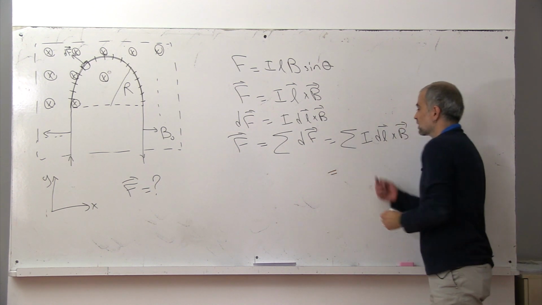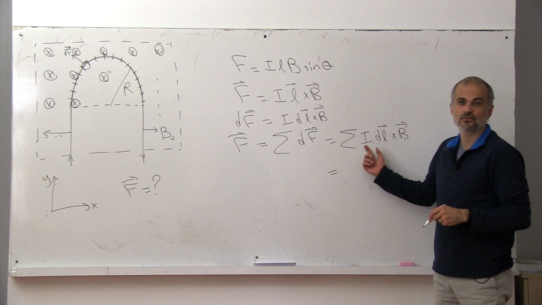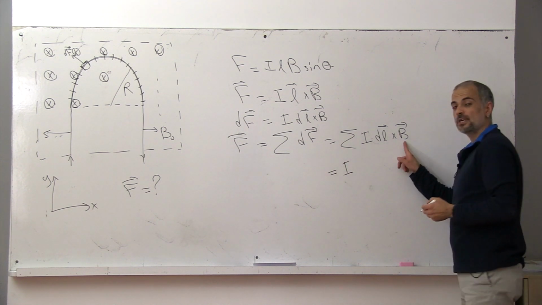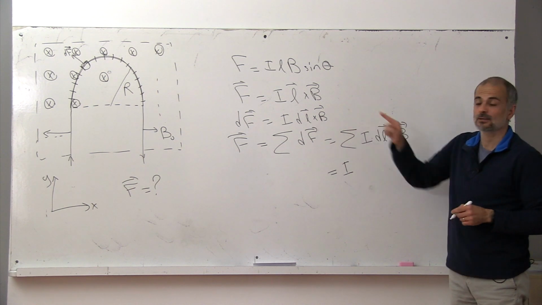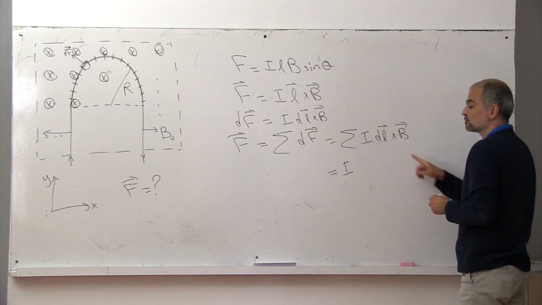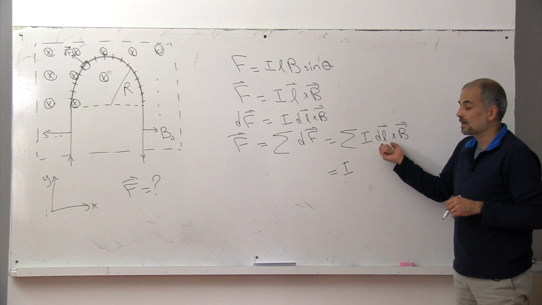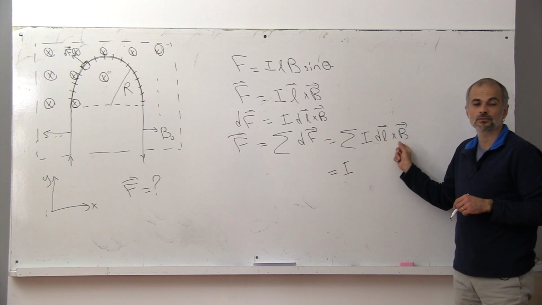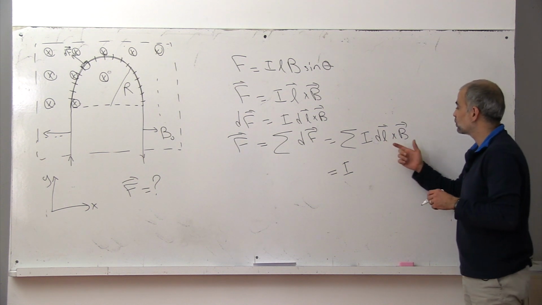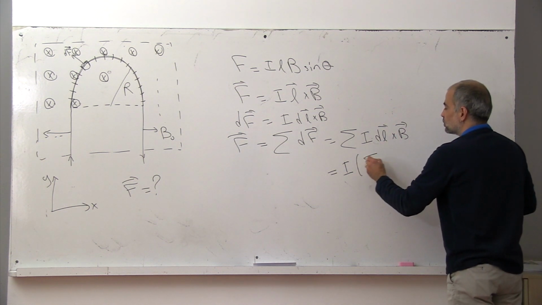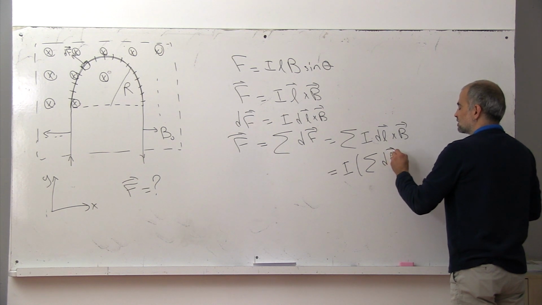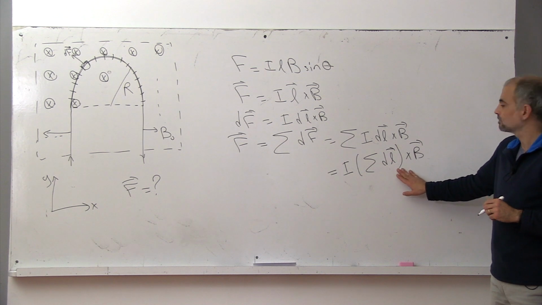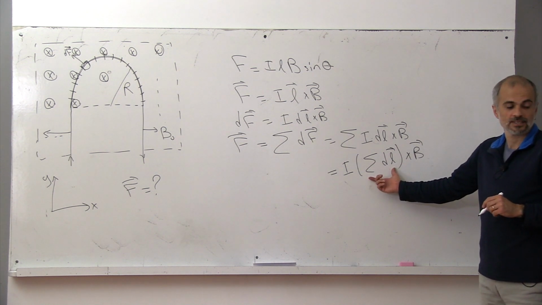Which is equal to, well, I is a constant, it is the same for all segments, we can just take it out. B is also a constant over the segment, B is the same everywhere, so I can also take it out. But note that a property of the cross product is that if you change their order, there is a minus sign. So I don't want to change the order. I will take B out of the summation sign, but it is on the right of the summation sign. And now we have this sum of dl.